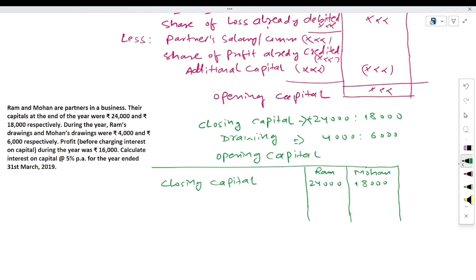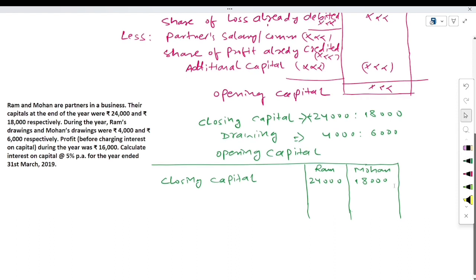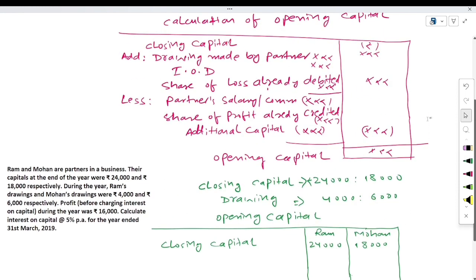Now the second thing is given, that drawing is also given, 4,000 and 6,000. See here, what is the formula? Formula is that closing capital plus drawing made by partner plus interest on drawing plus share of loss if already debited, less partner salary or commission, less share of profit already credited, additional capital, then we will get the opening capital. So here drawing is given.